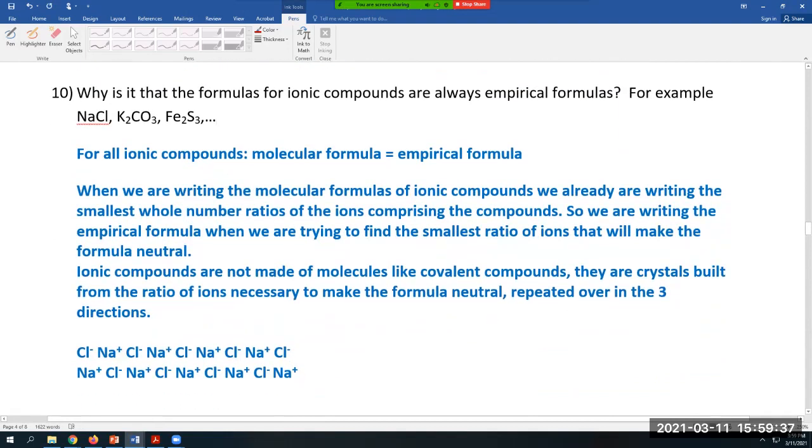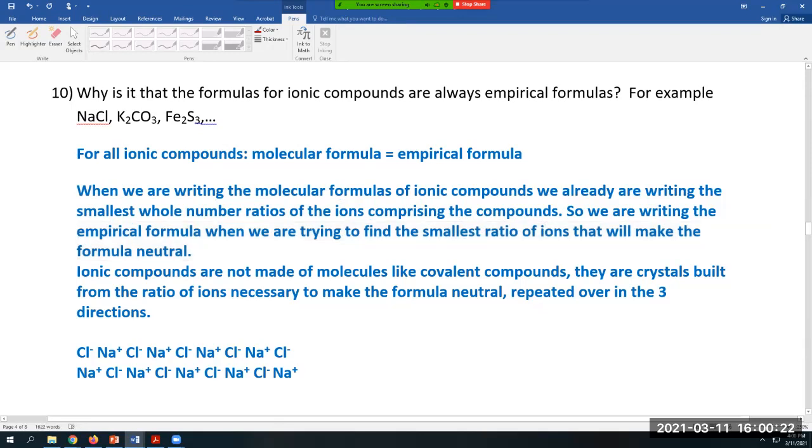So when we are writing the molecular formula of ionic compound, we are already writing the smallest whole number ratios of the ions comprising the compound, right? We always try to find the smallest ratio of ions that will make this formula neutral. So we are already writing the empirical formula. That's what actually we are doing when we are trying to find the smallest ratio of ions that will make the formula neutral. By finding the formulas this way, it's a way of finding the empirical formula. But we call them molecular formula.